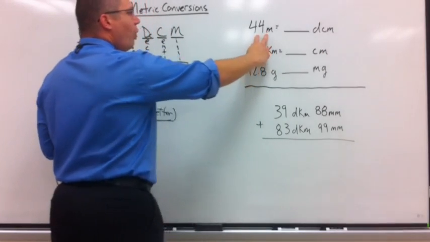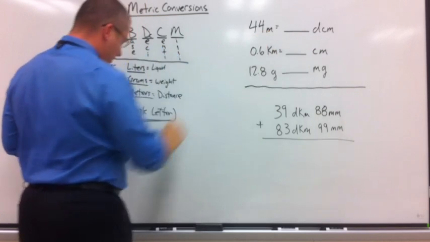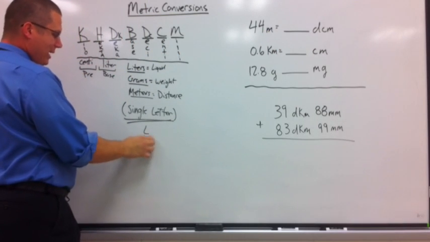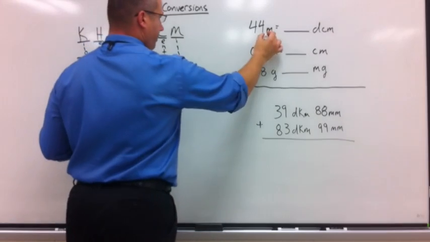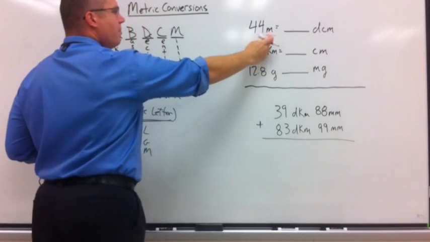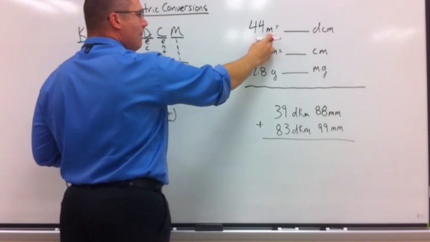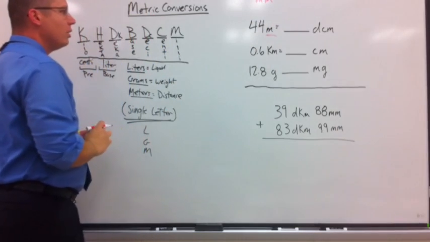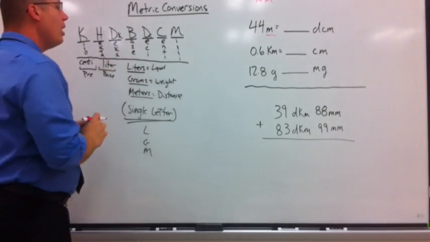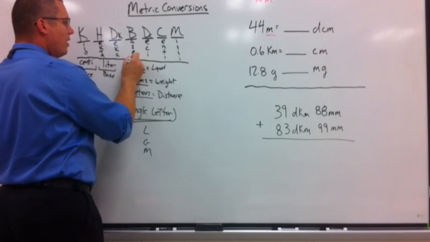First off, this is 44 M. M is a single letter, which means it is in the base. A lot of kids will say, this is millimeters. It's not millimeters. Millimeters would be 2 M's. Single is in the base. So, this is where I'm starting. I'm starting in the base.